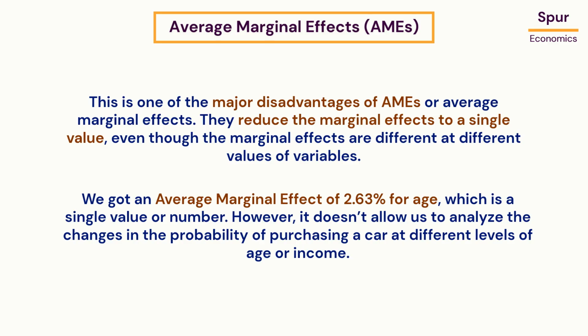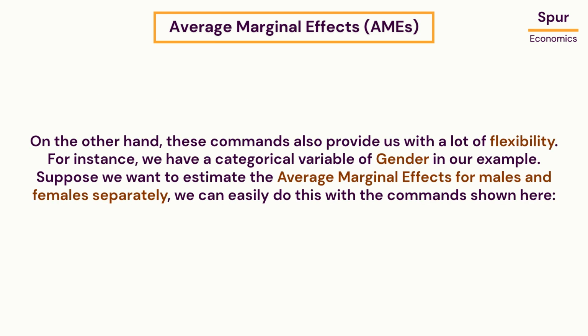This is one of the major disadvantages of AMEs or average marginal effects. They reduce the marginal effects to a single value, even though the marginal effects are different at different values of variables. We got an average marginal effect of 2.63% for age, which is a single value or number. However, it doesn't allow us to analyze the changes in probability of purchasing a car at different levels of age or income.